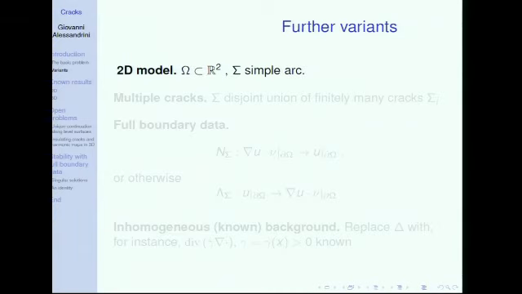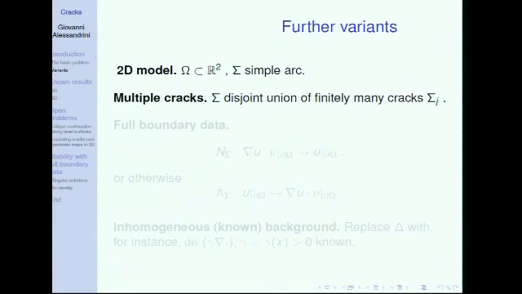Of course, one model which has been considered, and the one for which the better understanding is available by now, is the two-dimensional model. This is also essentially an abstract situation, but the picture is clear in this case. So in this case, omega is a two-dimensional body, and the crack is represented by a simple curve. Another variant which has been considered with several results is the one of what are called the multiple cracks.